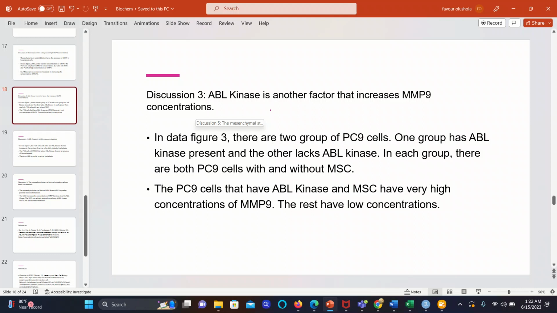ABO kinase had low concentrations of MMP9, and even the PC9 cells that had MSC, when they didn't have the ABO kinase, also had low concentrations. In addition, the PC9 cells that had no ABO kinase and no MSC also had low concentrations of MMP9. So the conclusion, and what can be inferred from this, is that you need to have both ABO kinase and MSC to have very high concentrations of MMP9. And as we had just before, MMP9 does cause metastasis.